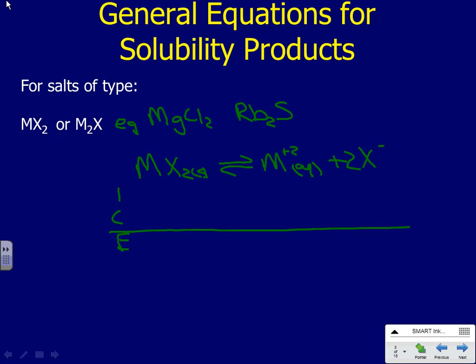ICE. Solid, 0, 0. It's in pure water, right? We'll save the impure water for later on. And then X. And then what's this one going to be? 2X. Ooh. X, 2X.